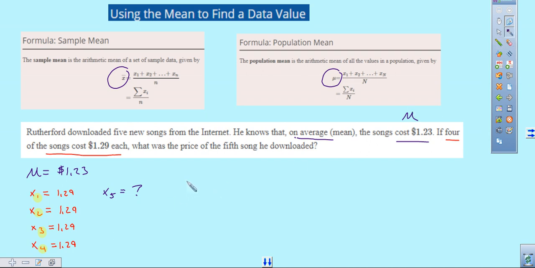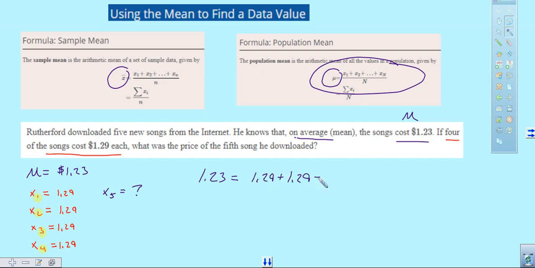Okay, with that said, now we plug what we know into the formula. Using this, we have the mean, which is $1.23, equal to $1.29 plus $1.29 plus $1.29 plus $1.29 plus our unknown quantity, x sub 5, and all of that is divided by 5, because this is just our normal formula for calculating the mean.